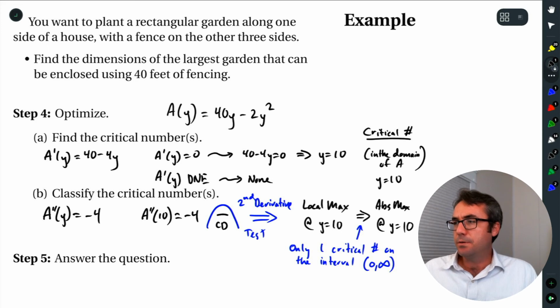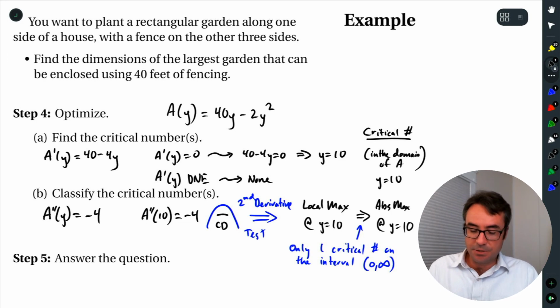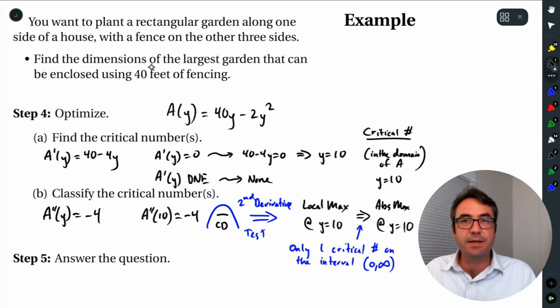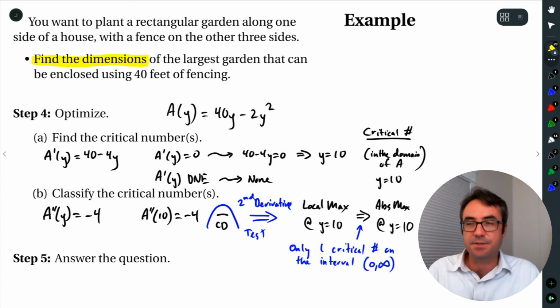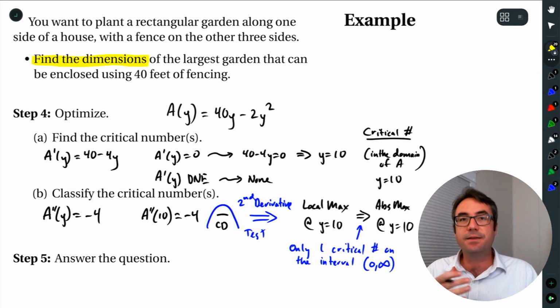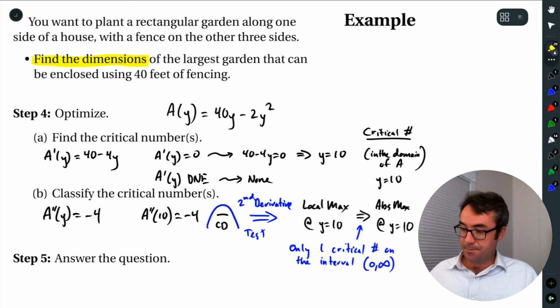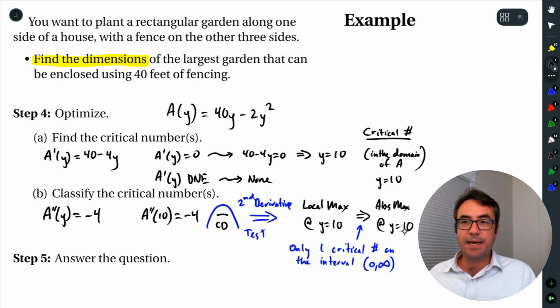All right, so that just about does it. Last step then is just make sure we answer the question. So use units if we need to use units, and let's go back and make sure we're finding what the problem is asking us to find. So if we read, it's telling us find the dimensions. So find the length and the width of our rectangle. That's what we're really after here. And so we already found one of them. y was equal to 10.